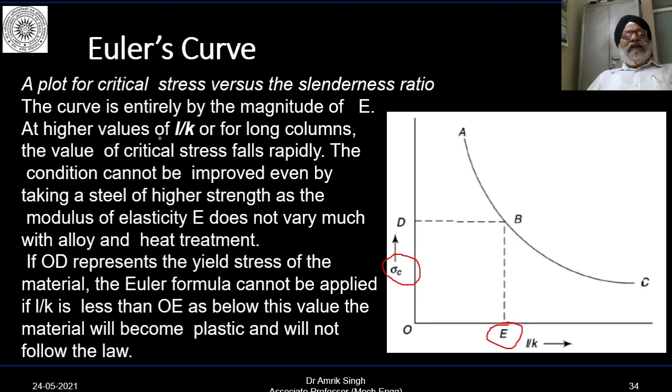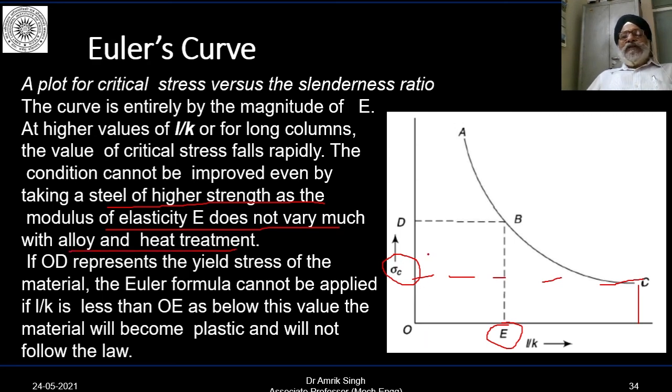At the higher values of L by K, that is for the long columns, the value of the critical stress falls. It is very less for the higher values of L by K. The condition cannot be improved even by taking steel of higher strength, as the modulus of elasticity E does not vary much with the alloy and the heat treatment.